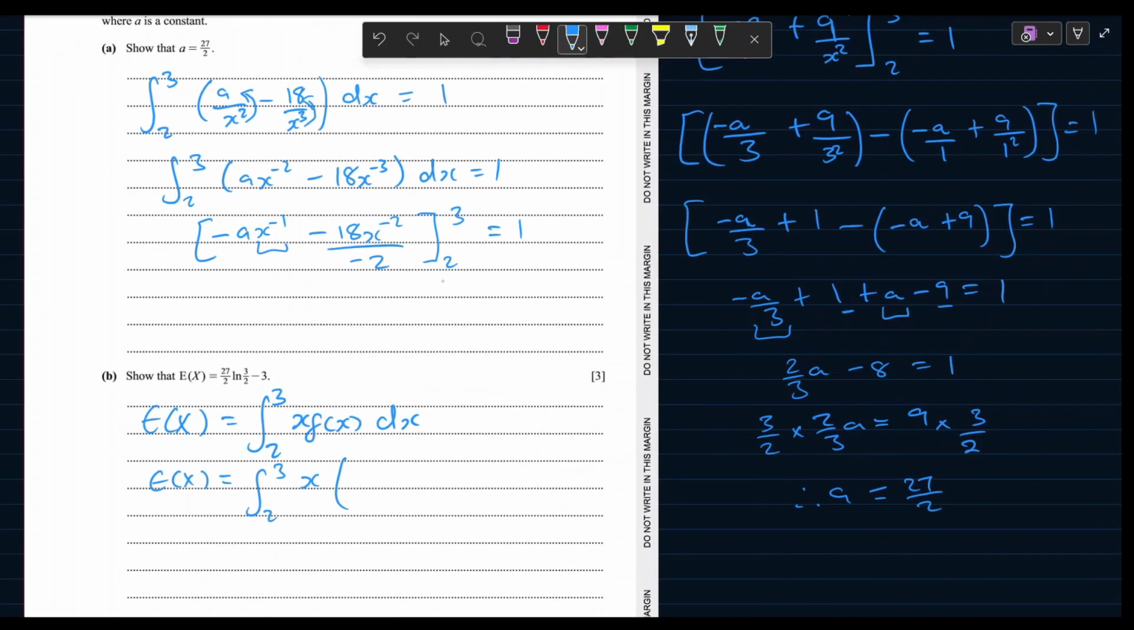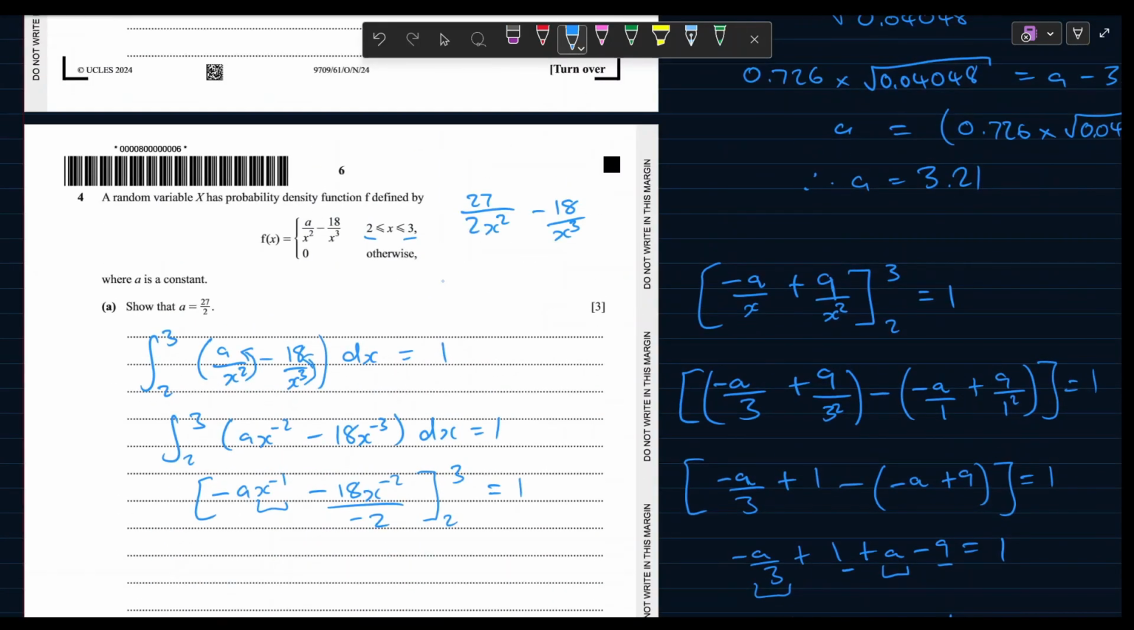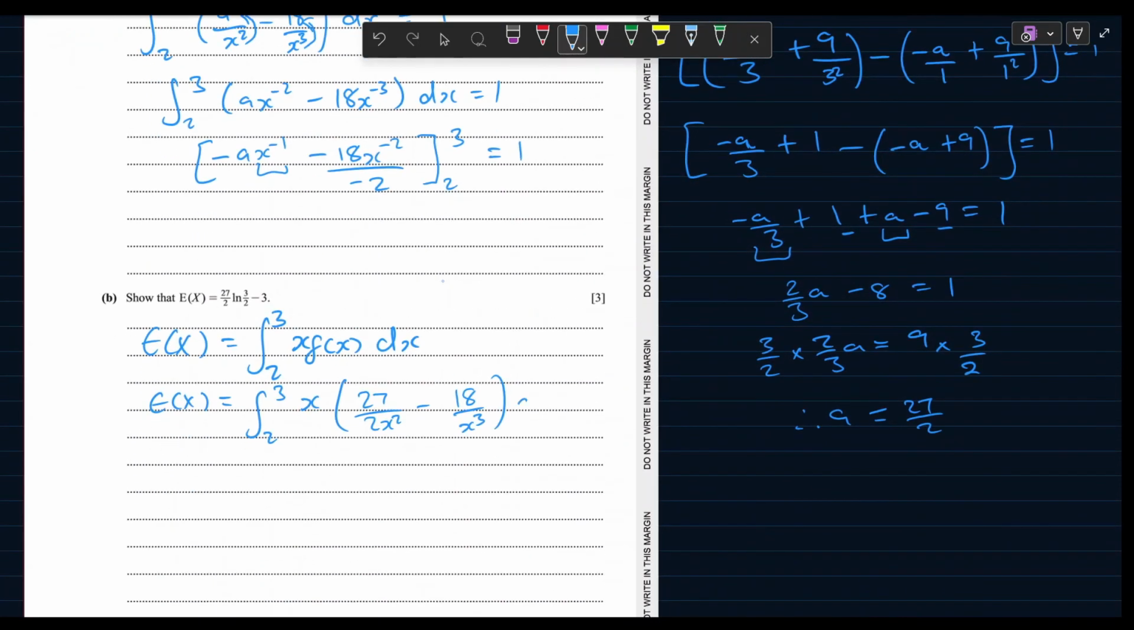All right, so that's 27 over 2x squared minus 18 over x cubed. Is that correct? Yes. And this is with respect to x. So let's multiply through and simplify our integral. We're integrating from 2 to 3. Then the x and the power 2 will cancel out there, so that you've got a 27 over 2x minus where the x and the power 3 cancel out, so that you've got a 2 here. So it's going to be 18 over x squared, and this is with respect to x.